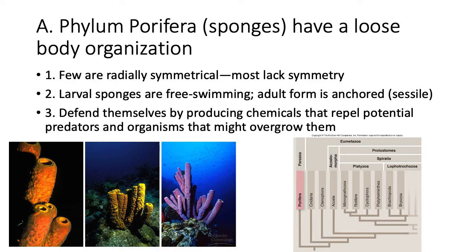This is new information that I did not know. There are some species of sponges that actually produce chemicals to defend themselves, to repel predators, as well as organisms that might try to overgrow or take over their area. And so there's been a lot of research with sponges about these chemicals. Maybe there is some type of pharmaceutical value to them. So I was like, well, I didn't know that about sponges.